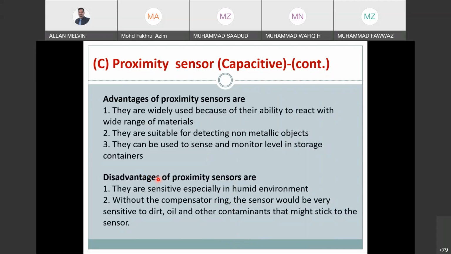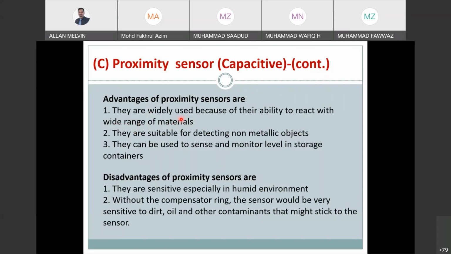Okay. So the advantage of this type of proximity sensor, they are widely used because they have the ability to react with a wide range of material. Like just now, the inductive type only reacts to metal. So the capacitive type, you can use for many ranges of material, as long as it has density. Most materials that we use have density. So mostly you can detect a wide range of material.